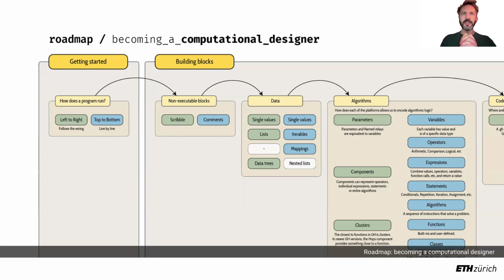The roadmap is built around the notion that you are somewhat already familiar with Grasshopper. So it is built on the equivalences between how to do things in Grasshopper versus how to do the same things in Python, in code. And this is highlighted in green for Grasshopper and in blue for Python in the diagram.